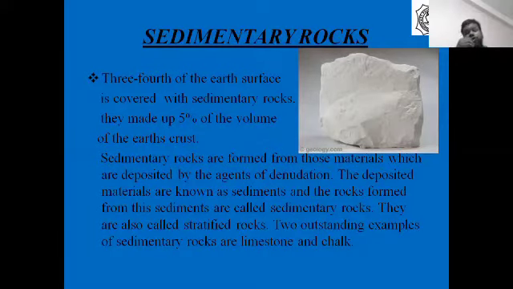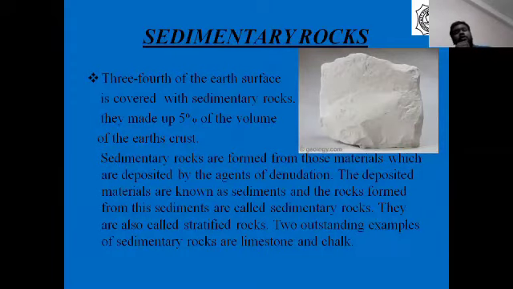Agents of denudation such as river, air. The deposited materials are known as sediments, and the rocks formed from these sediments are called sedimentary rocks. Mainly, sedimentary rocks are formed from the sediments brought by the different agents of denudation like water, melting of ice, and air.